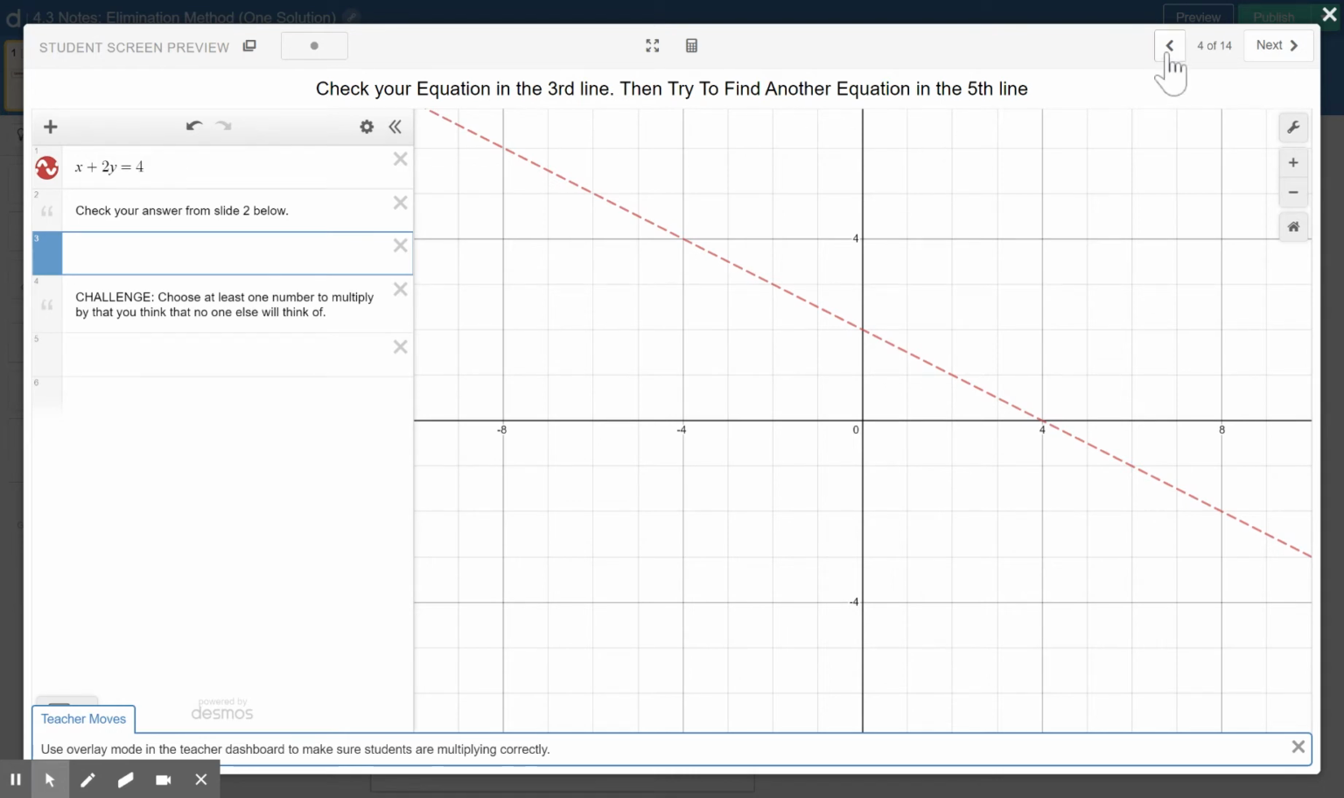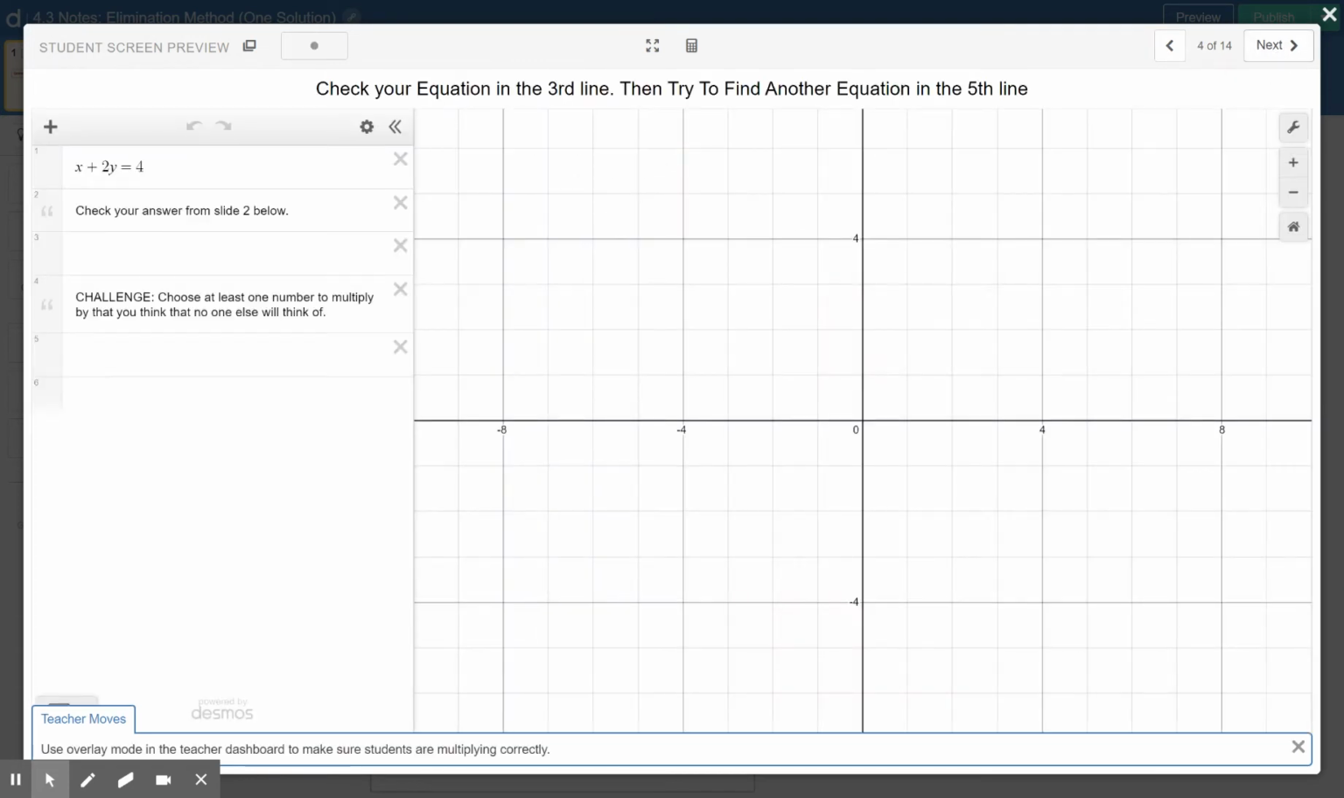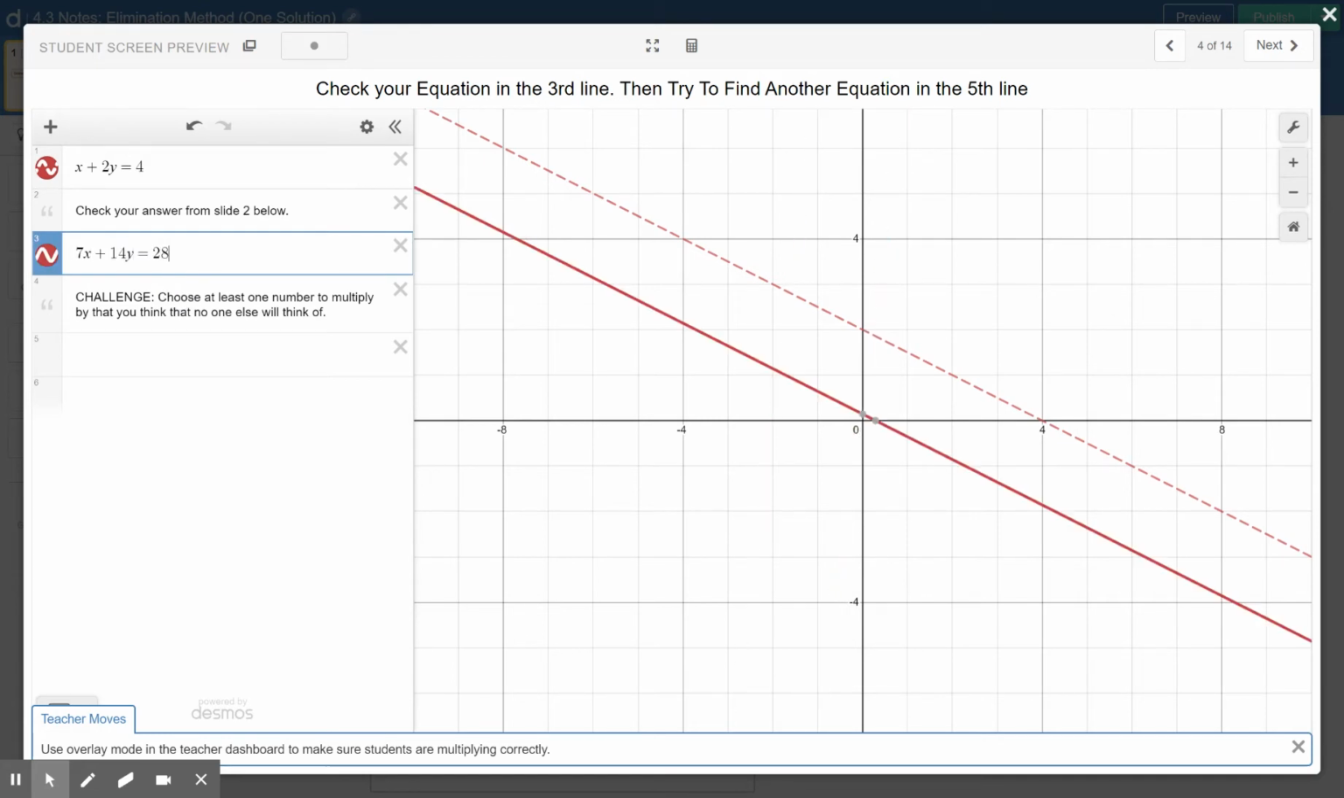Let's see if that's true for the second one. The second one was 7x plus 14y equals 28. So 7x plus 14y equals 28. That is also the case.